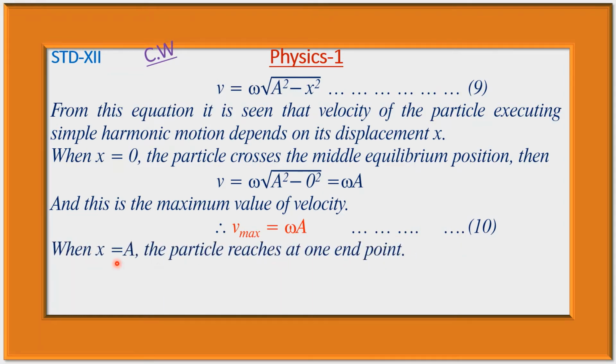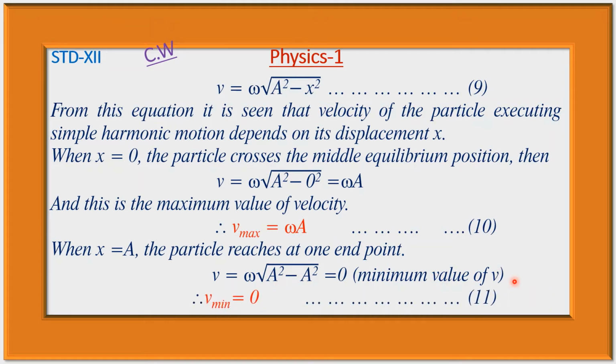When x is equal to a, that is x is equal to amplitude, maximum displacement, the particle reaches one end point. And in this case, velocity v is equal to omega root over a square minus a square, which is equal to 0. This is the minimum value of velocity v. Therefore, v minimum is equal to 0. So, we get the maximum value of v at the equilibrium position, and the minimum value at maximum displacement a. At maximum displacement, the velocity of the particle is 0.